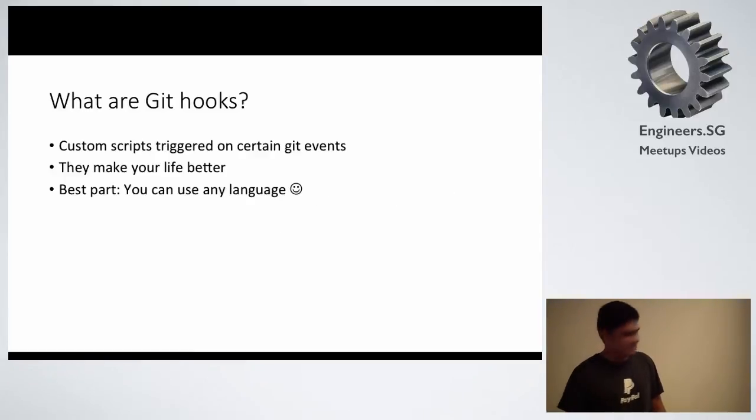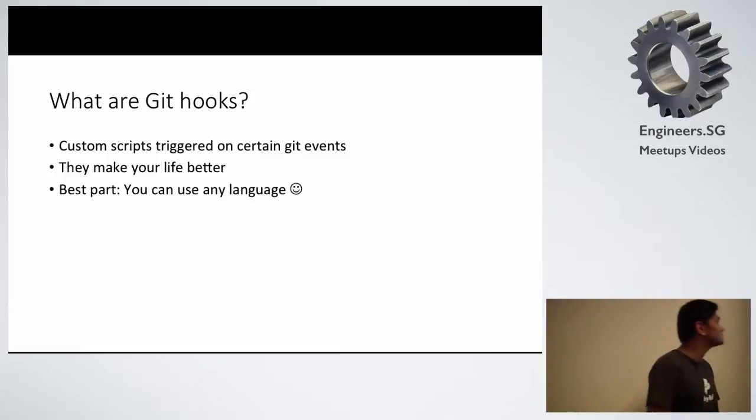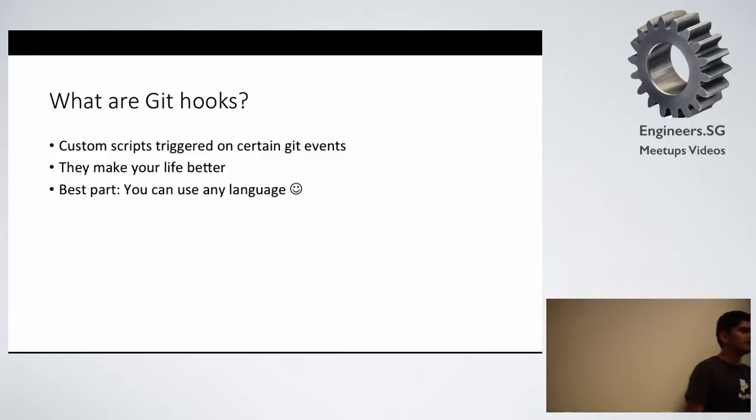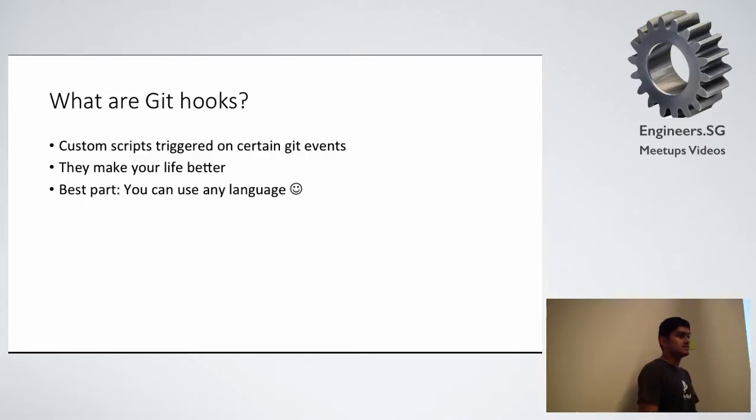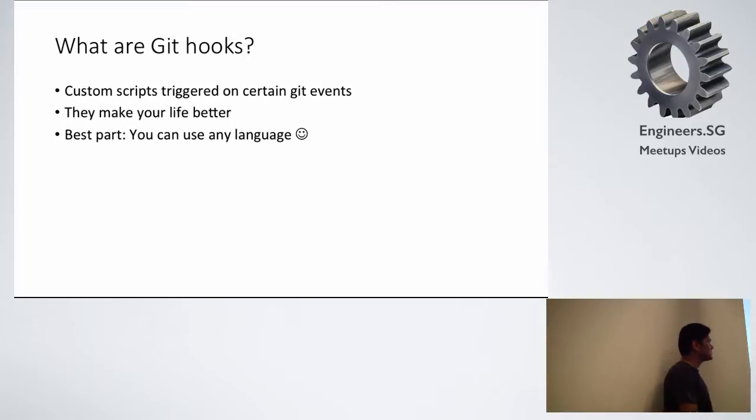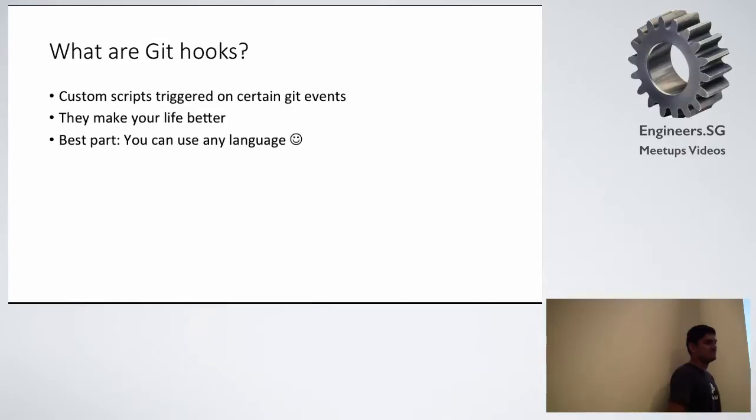So what are Git hooks? Well, Git hooks are essentially just custom scripts that you can write and customize the internal behavior of Git. So on certain events of Git, you can write scripts that are triggered at certain points of time. So well, why use them? Because they make your life much better.